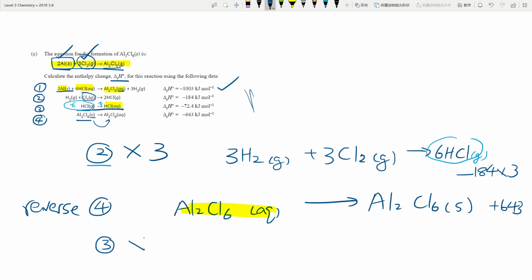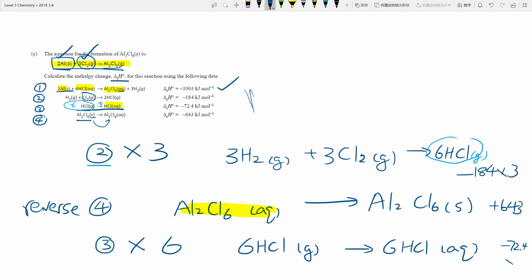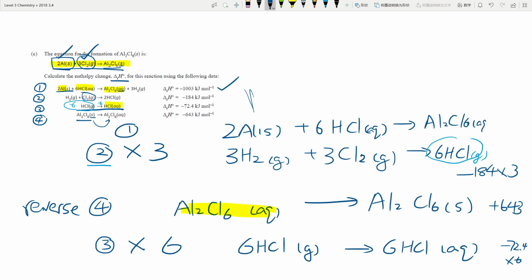So number 3, we have to multiply by 6 because we want to have 6 HCl aqueous on the right hand side. 6 HCl aqueous, and that will be negative 72.4 times 6. Okay, let's just write the first equation up here. 2Al, I'm just going to copy the first equation here so we can see my favorite part of Hess's law, which is just deleting everything. Aqueous plus 3H2 gas. Okay, so here we go.